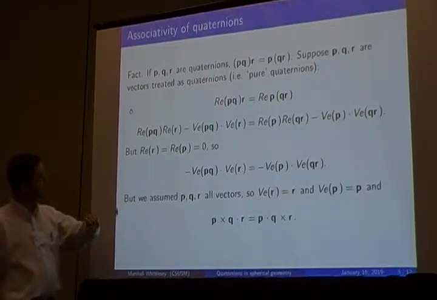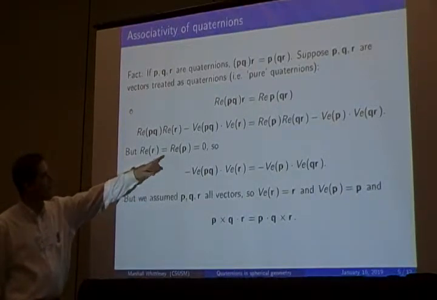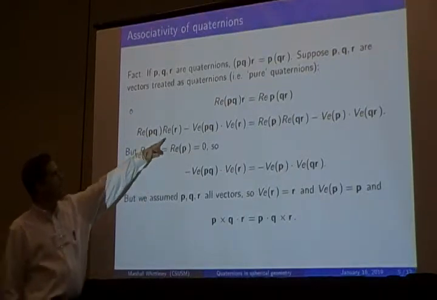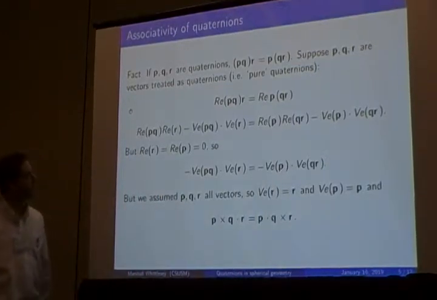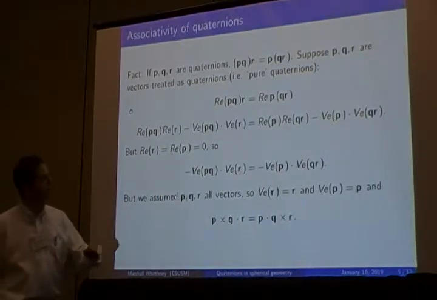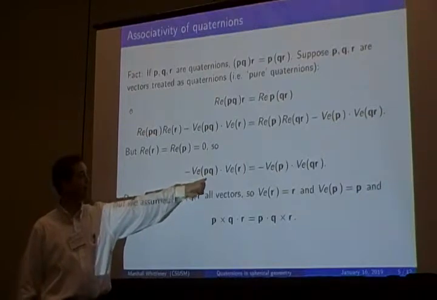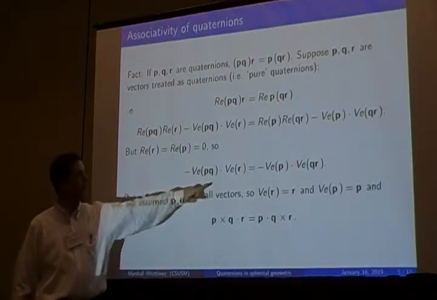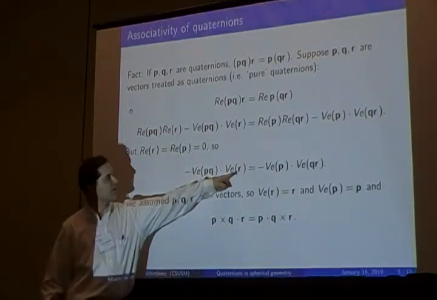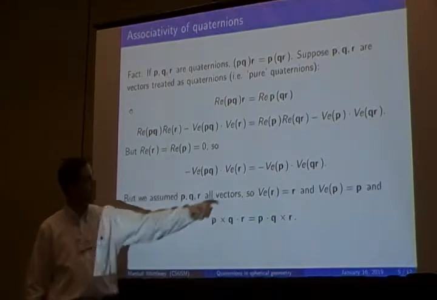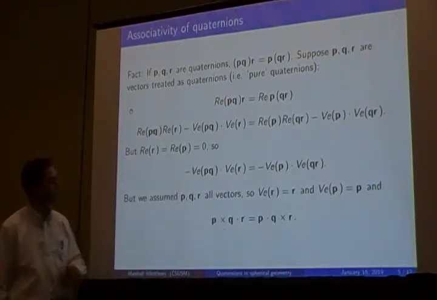That would mean that the real part of any one of P, Q, R is 0, which makes that term vanish, and it makes that term vanish. So if these are all just vectors, then I'm just left with the vector part of the product of P and Q, viewed as quaternions, dotted with R. On the other side, it's the dot product too. Then, of course, the minus signs drop out, and since P, Q, and R are pure quaternions, the vector part of R is just R.